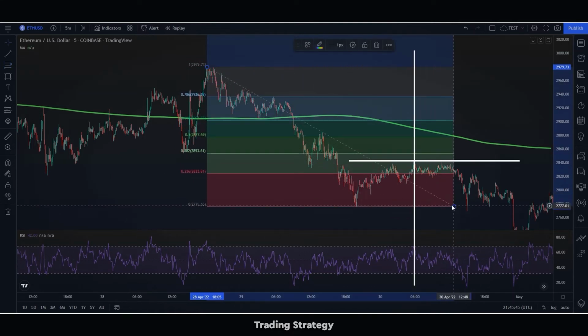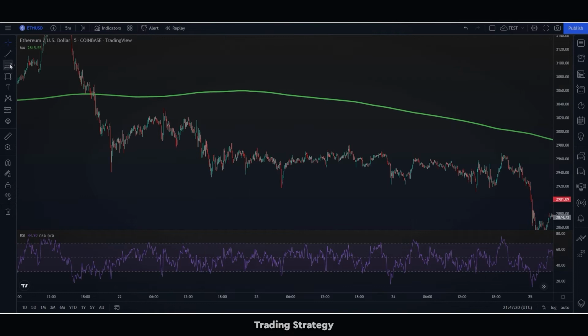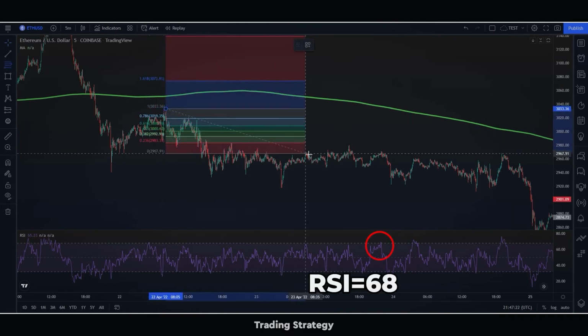In this case, no Fibonacci level coincides with the price at 68 of the RSI, so we do not execute the operation. In case they match, we will carry out the sale operation.